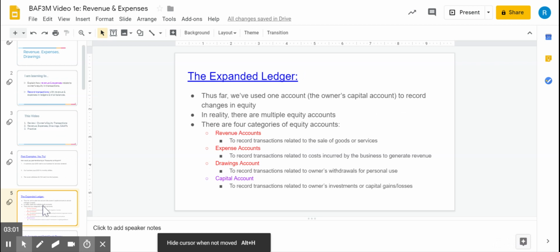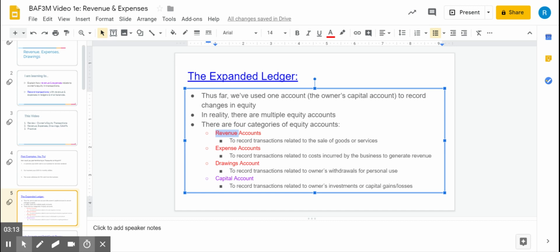This is what we're going to add, just a little summary. So far, we've just been using the capital account to record changes in equity, but in reality, we want to get more specific. So we're going to be using multiple accounts. We'll use revenue accounts to record things related to the sale of goods and services, and expense accounts to record costs that the business incurs to help generate revenue, things like telephone bills and wages. We're also going to add a drawings account for when we take money out of the business. Instead of just debiting owner's equity, we're now going to debit the drawings account. And for capital, we're just going to keep the capital account. That's why I put it in purple here.